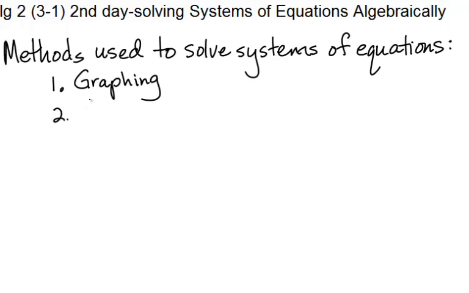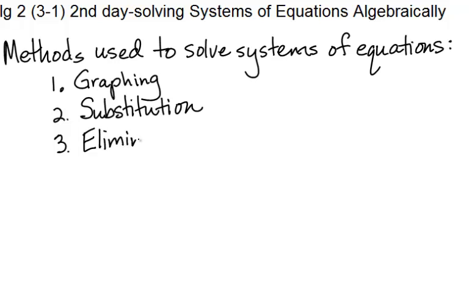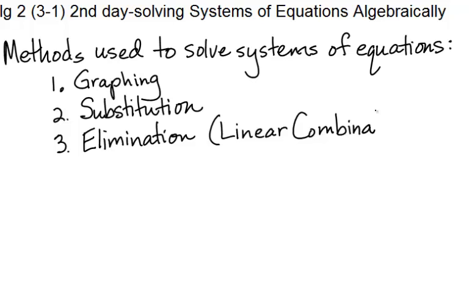The one we're going to do today, and you did do it in Algebra 1, was substitution. Another one that you did in algebra was called elimination, and depending on your author, some authors call it the elimination method, some authors call it linear combination. So those are kind of used interchangeably.